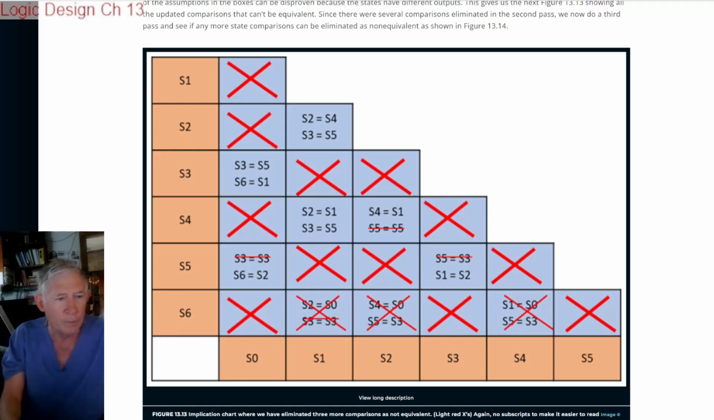So, if we look at what we've gone through here, we've gone through a couple different ways to find equivalent states. And we should get the same results. One is the implication table, kind of that checkerboard cut on the diagonal, or a couple different ways to try and do equivalent states.